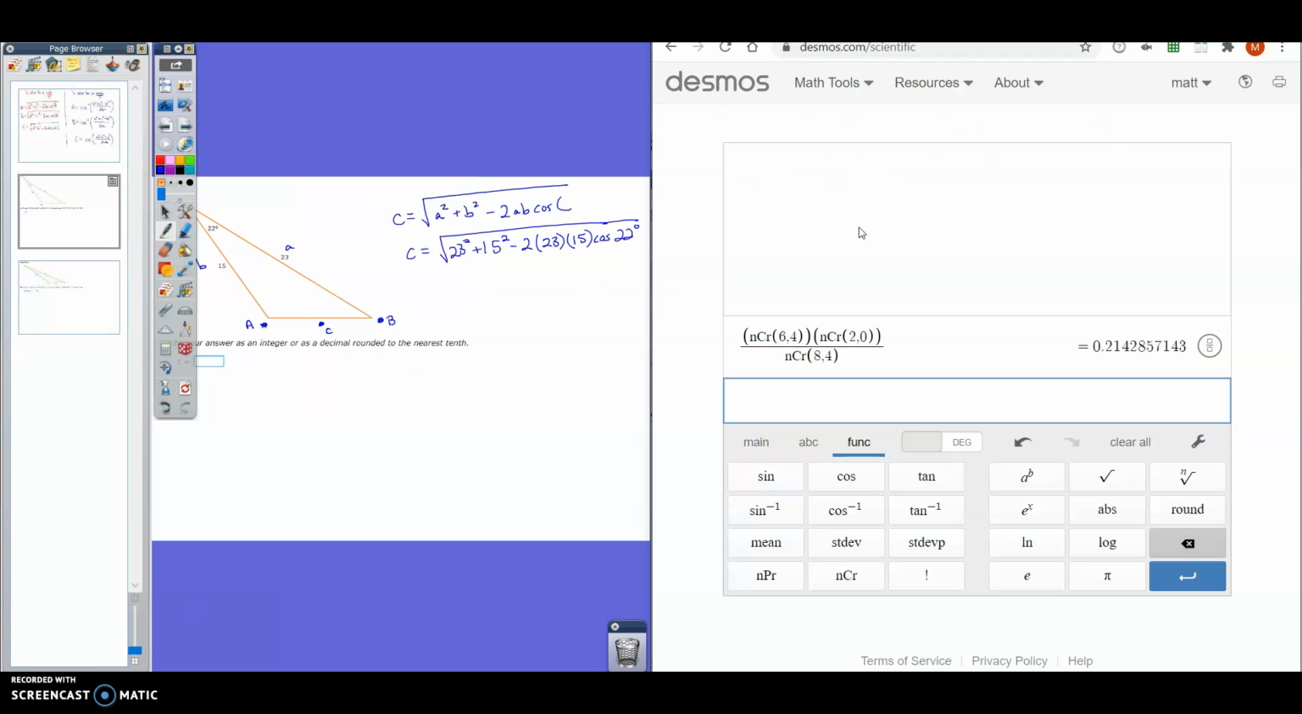Okay, so what we want to do now is just type this into the calculator, and it wants us to round to the nearest tenth. So we're going to round to 1 decimal place. So we'll look at the second one. If it's a 5 or higher, we round up. If it's 4 or lower, we round down.